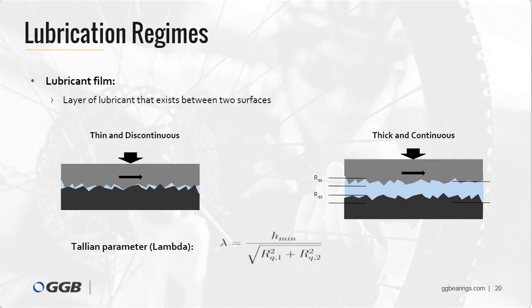And so what we talk about, lambda, the lambda parameter, is a function of h, which is the film thickness, divided by some measure of the roughness. In this case, we're using Rq, a combined roughness of the two different sliding surfaces. So what happens is when the roughness is greater than the film thickness, you're going to get contact like you have on the left.